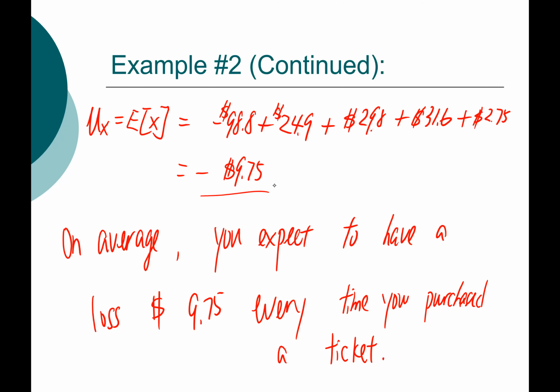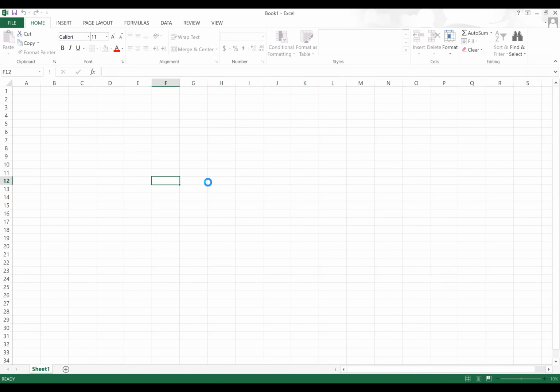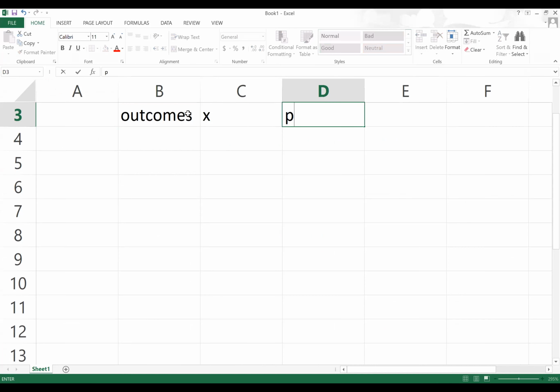Also, I'm going to show you how to do this in Excel really quickly. So let me open Excel. You can get it done in Excel really quickly. Let me share the screen with you. So once you open Excel, you put in the outcomes, right? We have different outcomes, X and P(X), and we also need a product of those two.